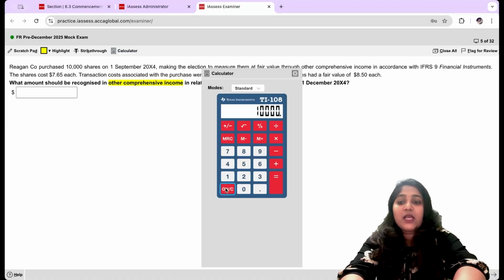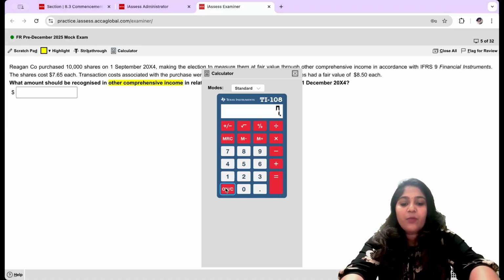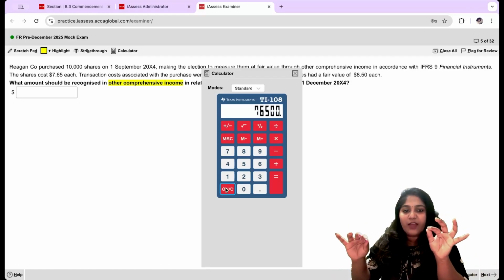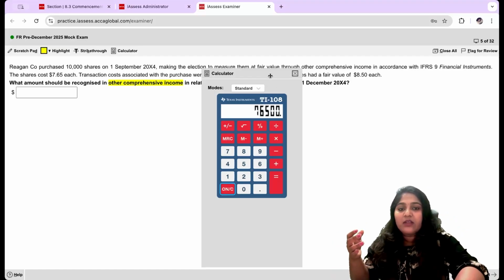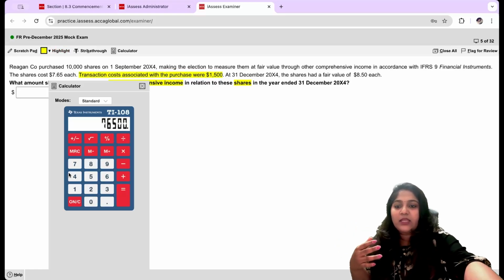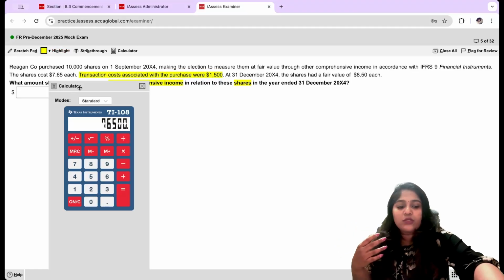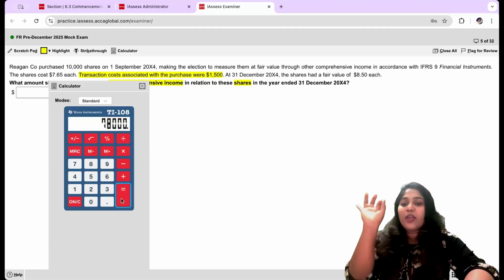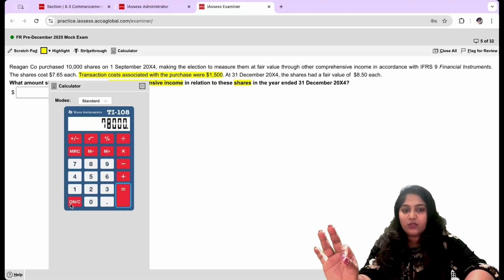Purchased 10,000 shares multiplied with 7.65 each should give me a value of 76,500. However, we have also included a transaction cost associated with the purchase of 1,500. Since it is going to be treated as fair value through OCI, I should add $1,500 to the initial measurement. My opening balance is 78,000 now.